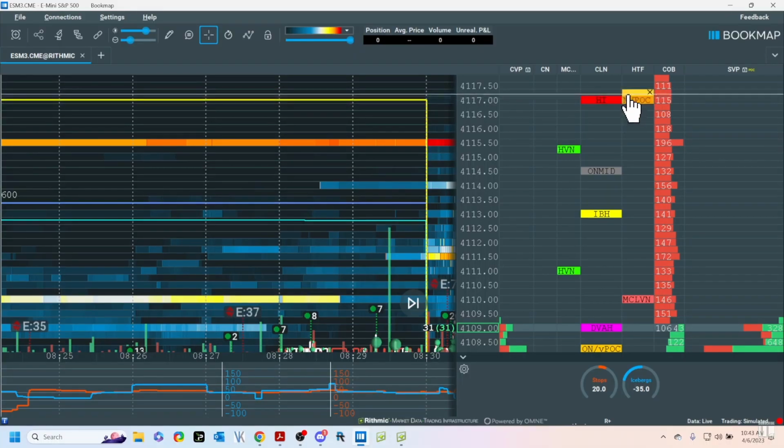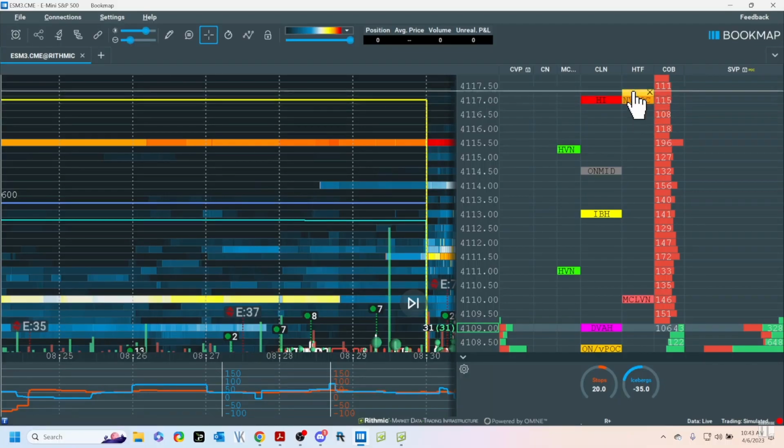This is called a microcomposite volume point of control. What it is, is the next higher time frame of this. So what you have is an intermediate time frame. If you put all the days together, including the trend day up last Friday, and you overlay a volume profile on it, the highest volume that has taken place is at 4117.